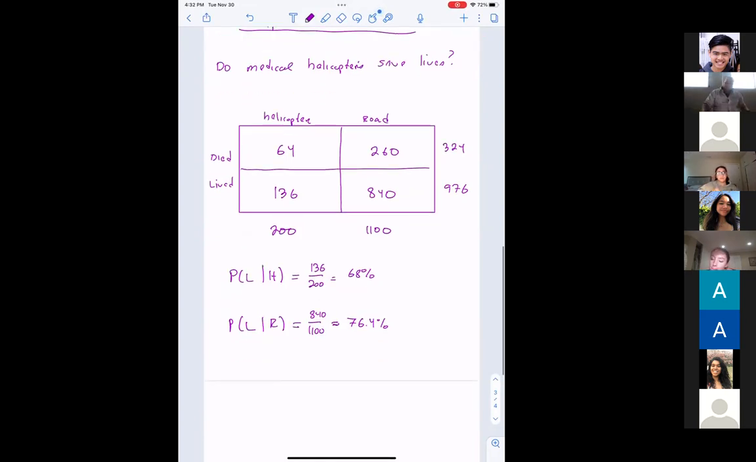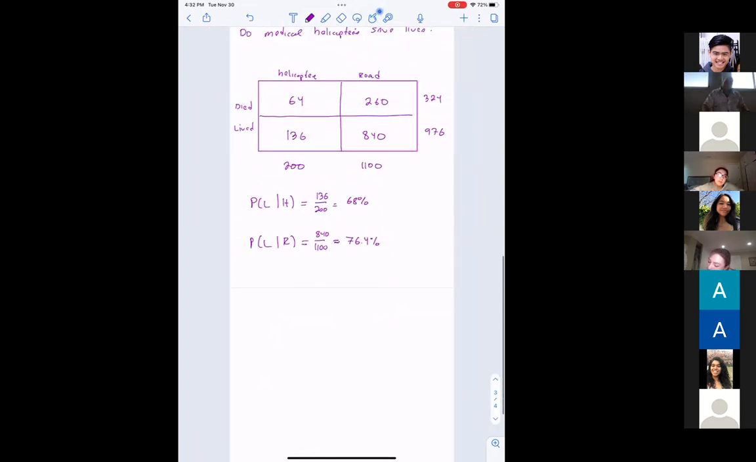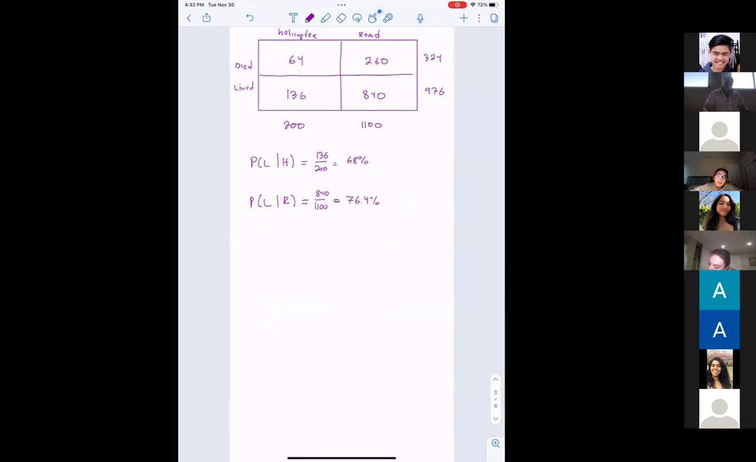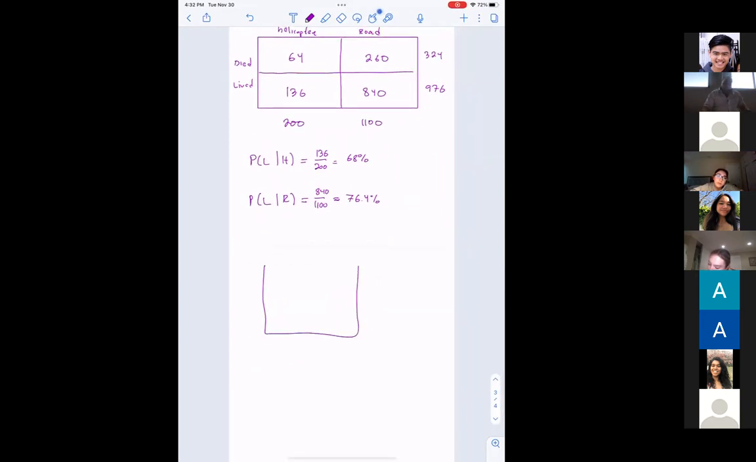So let me go ahead and write out the data in a slightly different way. We're going to have two-way tables. Lived, died, and helicopter and road, like before. But this one will only be for serious accidents. Serious accidents, not little minor things, but serious accidents.